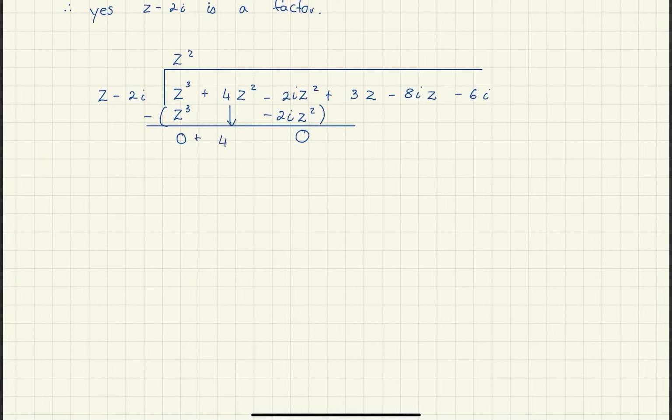so I have 4z squared plus 0 plus 3z minus 8iz minus 6i. Okay, that is the full thing. Do you need to write all this? No, you probably don't. You could leave it off if you wanted to. I just did write it down then, just for neatness, I guess.